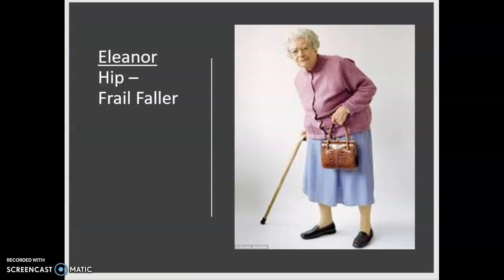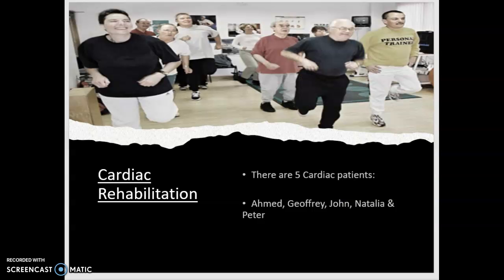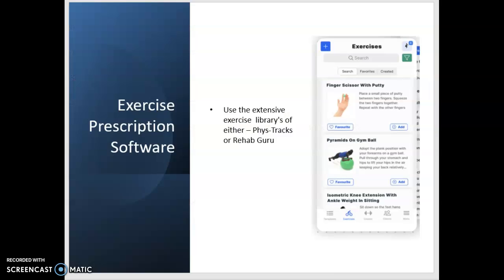And then we've got Eleanor, who's our frail faller. She's fallen over, she's hurt herself, and she's got sort of pain inhibition where she fell on her hip. And then we've got the cardiac rehabilitation. You've got 5 patients within this. You've got Ahmed, you've got Jeffrey, you've got John, Natalia, and you've got Peter.